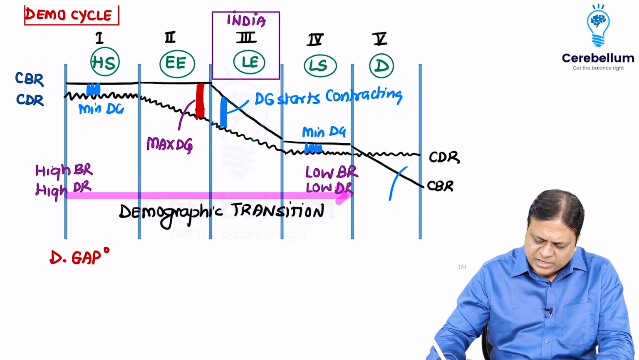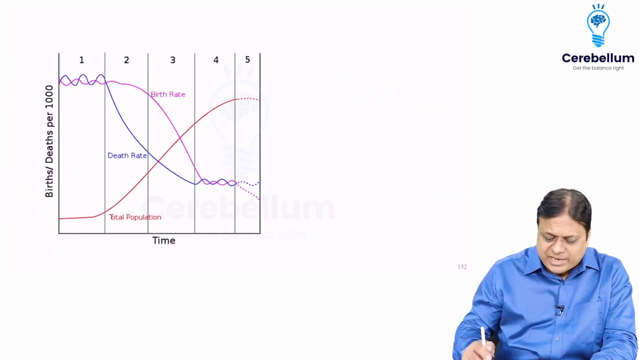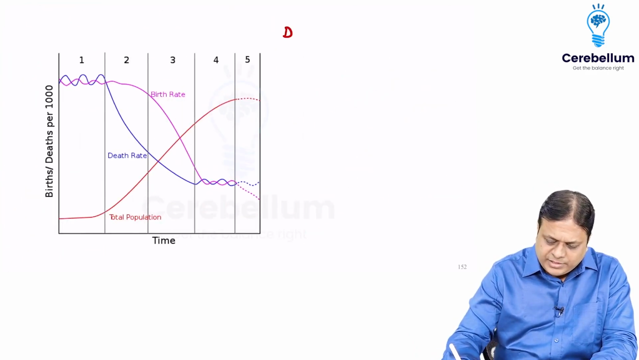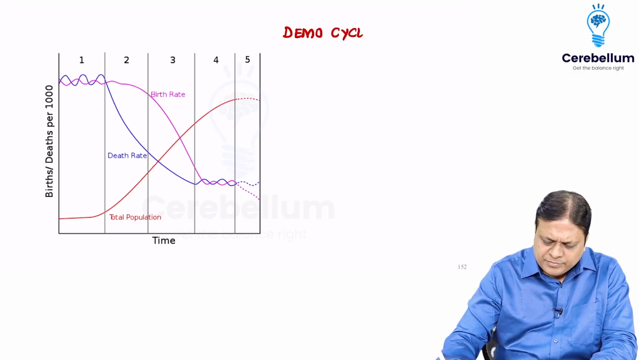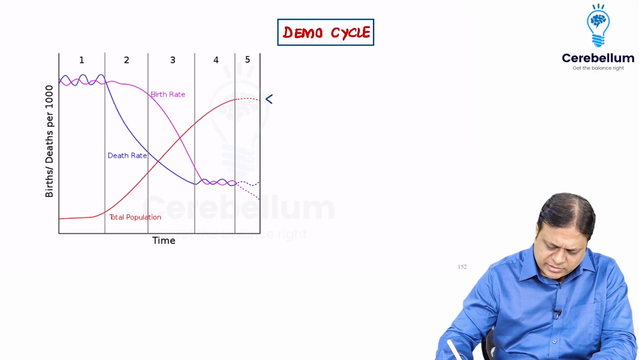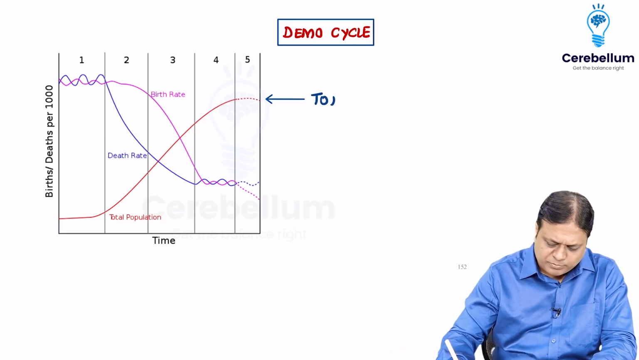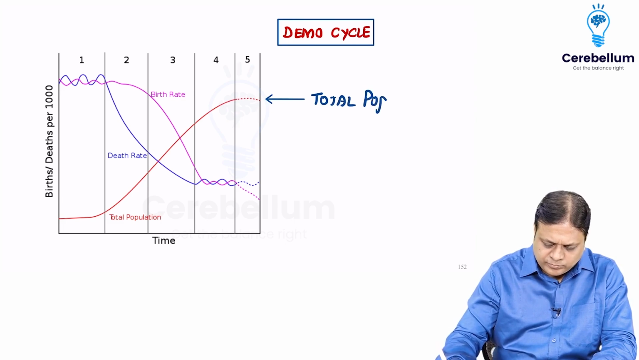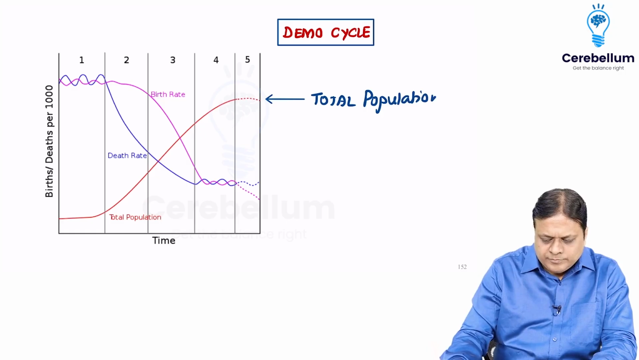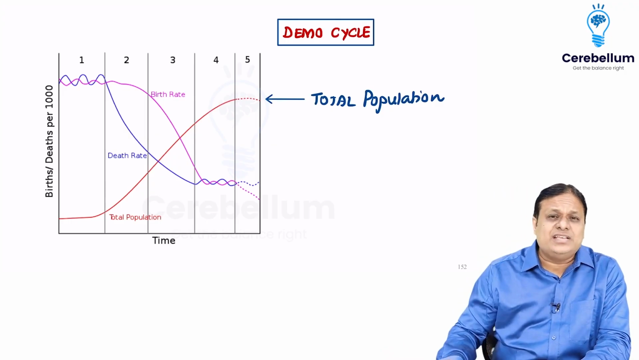And finally in stage 5 we see negative demographic gap. When you look at the same diagram, again demographic cycle. Now in this particular diagram, you can additionally notice that there is a red line also. This indicates total population. So it increases in stage 2 and 3. It remains almost stationary in 1 and 4 and it starts declining in stage 5.